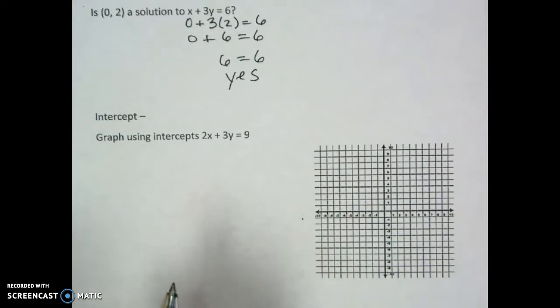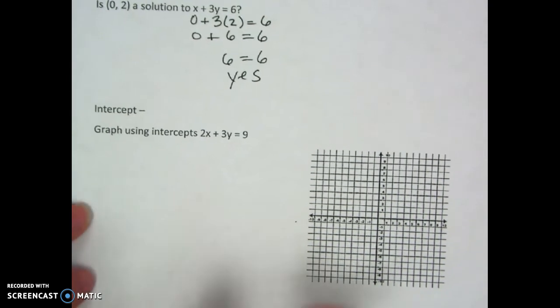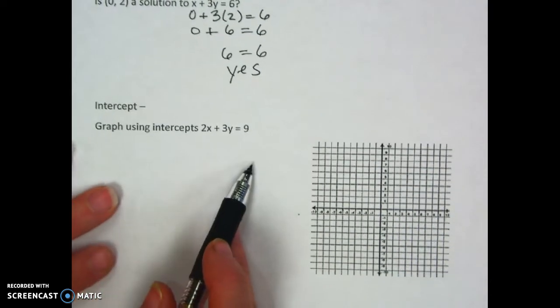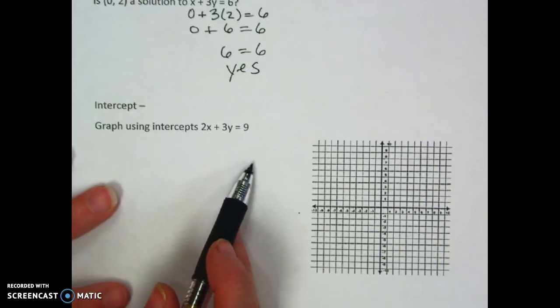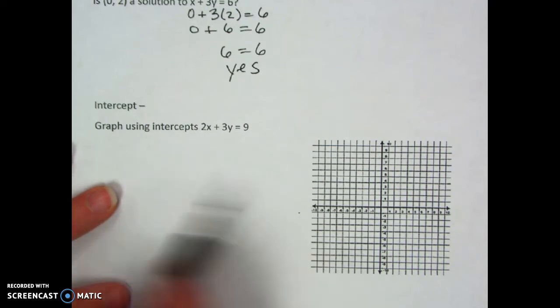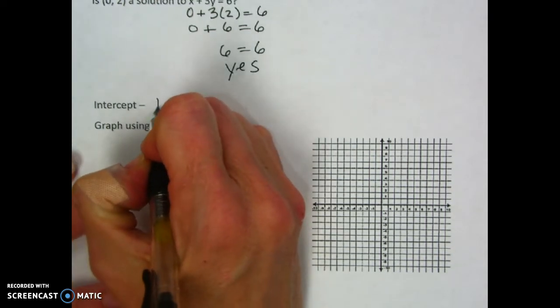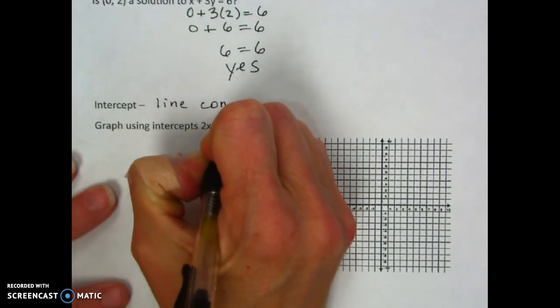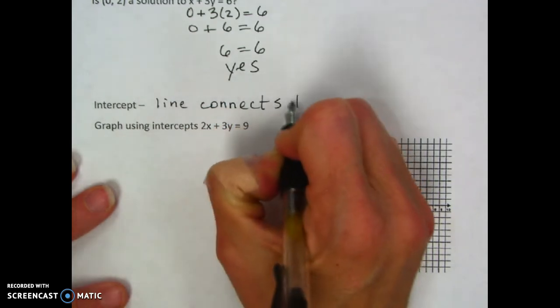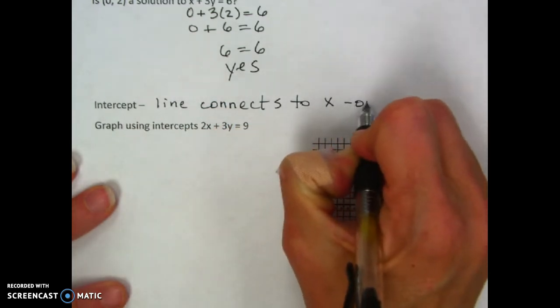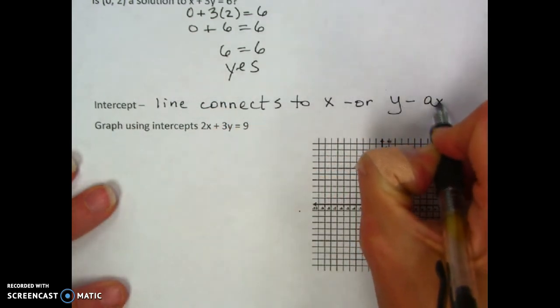Final thing here is intercepts. We've looked at intercepts for y-intercepts before. They want us to graph using intercepts. We already know how to graph using the slope and y-intercept, so that's what we're going to continue to do. So I'll just run through this one just to show you again. But intercept is where your line connects to the x or the y axis.